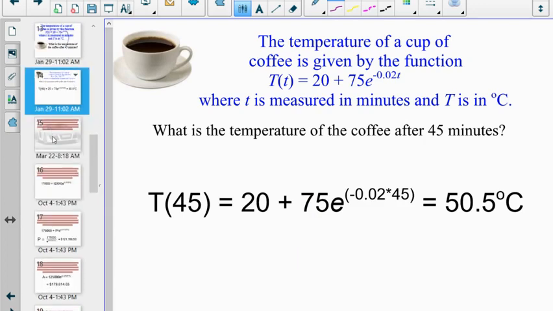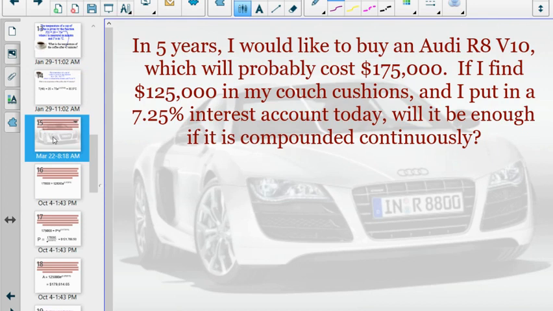And then one final problem for us to look at. In 5 years, it'd be awfully nice if I could buy a new car. So I've got my eyes on this Audi R8 V10, which seems like it's right in my price range. It only costs hopefully about $175,000. I'm going to go through my couch cushions tonight, hoping to get about $125,000. So I'm wondering if that's enough. If I put it into a bank account at 7.25% interest, compounded continuously, will it be enough?